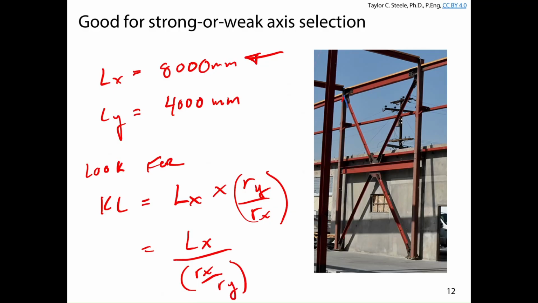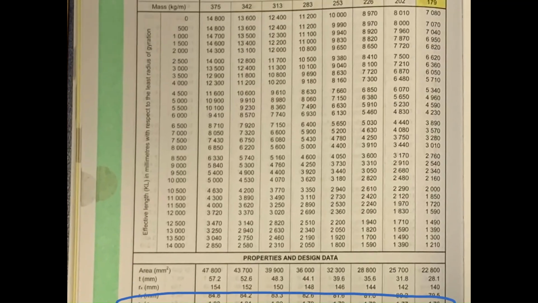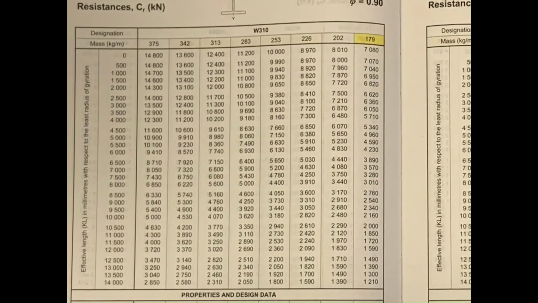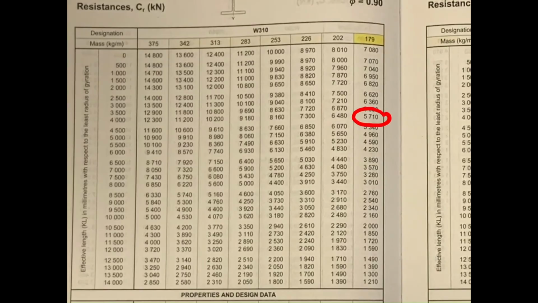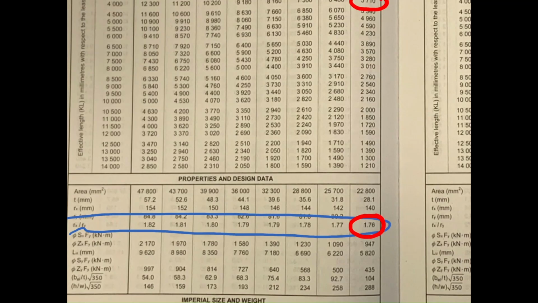So what does that mean? Well, if we go back to this table here, we're looking for an effective length of 4,000. Let's just use a W310 by 179, for example. If we wanted the weak axis buckling strength, then we would look straight at the table, and the weak axis buckling strength is going to be 5,710. If we want to find the strong axis buckling strength, that's going to be a little bit more difficult, but not too much more difficult. We can come down here to the Rx over Ry ratio. We see here we've got 1.76.